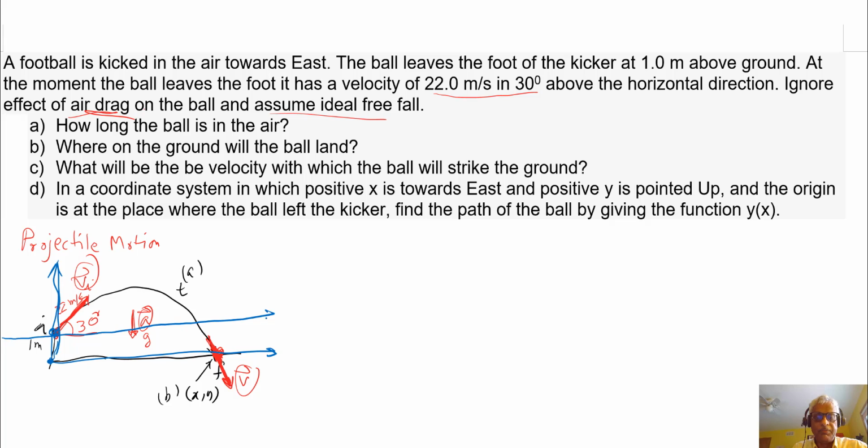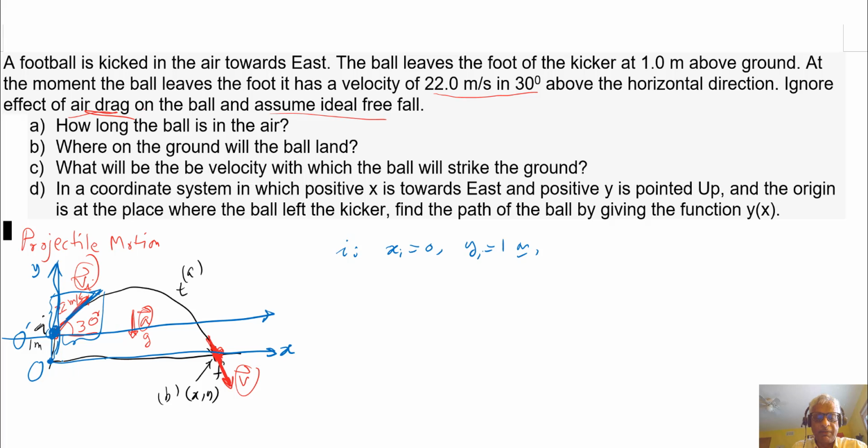I worked this out earlier to save time, and I have the answer. This is 19 meters per second, and this is 11 meters per second, because sine 30 degrees is half. Okay. So these two things are for the initial. This is x, and this is the initial y.